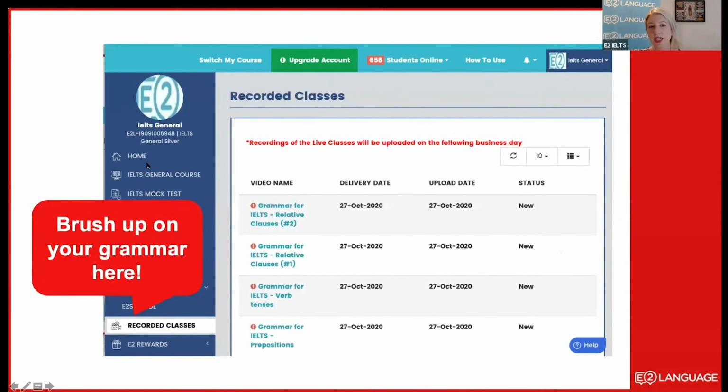Okay, when you log into E2, in your blue menu on the left, the recorded class library is about 3/4 of the way down here. So when you click on that, I've just updated all the grammar videos. They are sitting there waiting for you. There's also the core skills section for you to practice with.